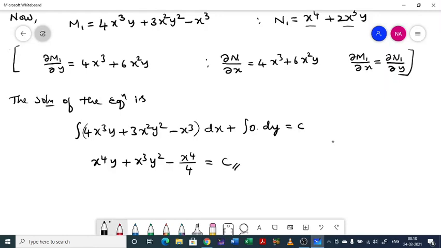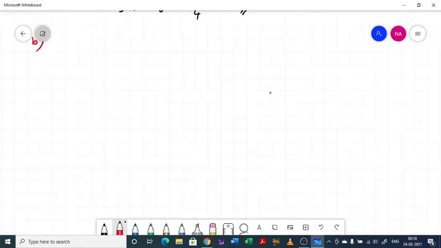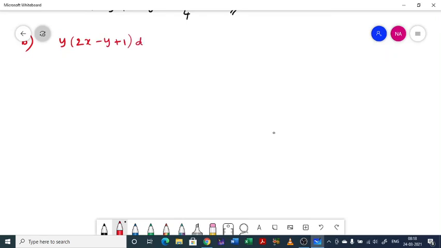Next, problem B. Solve y(2x - y + 1) dx + x(3x - 4y + 3) dy = 0. Solution. I am not going to rewrite the equation, I will directly write M and N, but in the examination you have to write each step properly.